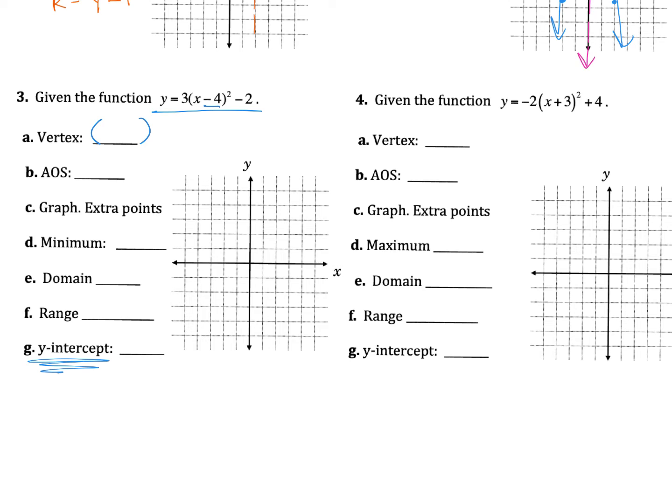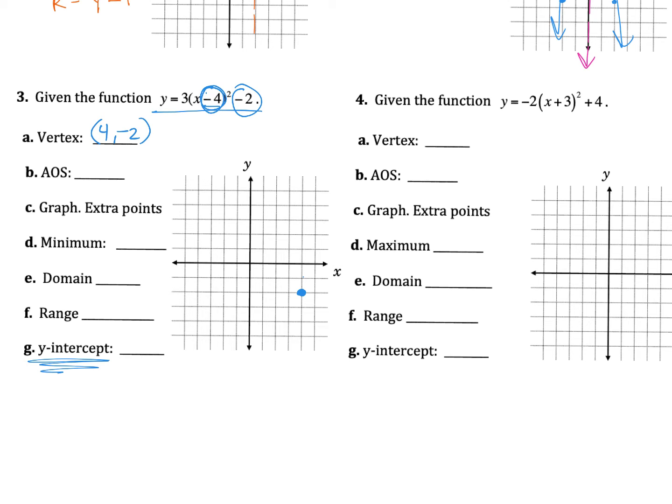Isn't it 4, negative 2? Yep, that's what I meant. This is just testing you guys. Sorry, 4, negative 2, my bad. I said opposite of what it looks like inside, same as what it is outside. I just wrote it wrong. So 4, negative 2, yes, is what I want. 1, 2, 3, 4, 1, 2. That's better. What's your axis of symmetry?